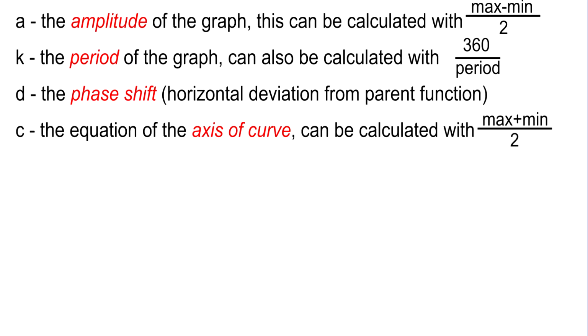Next, we have the phase shift. This is the horizontal deviation from the parent function. Finally, we have C. This is the equation of the axis of curve. It can be calculated with the formula max plus min divided by 2. Now for a real-life scenario.